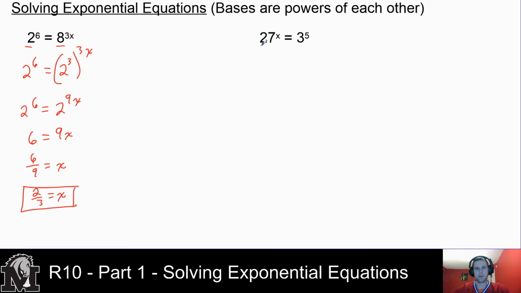In our second example, we have 27 and we have 3. Lucky for us, 27 can be expressed with a base of 3, so that's 3 cubed. We still have this x out there, equals 3 to the power 5. When you have an exponent raised to another exponent, we multiply them, so 3 to the power 3x is equal to 3 to the power 5. And now that our bases are the same, the exponents must be the same as well. So 3x is equal to 5. Get x by itself, x equals 5/3.